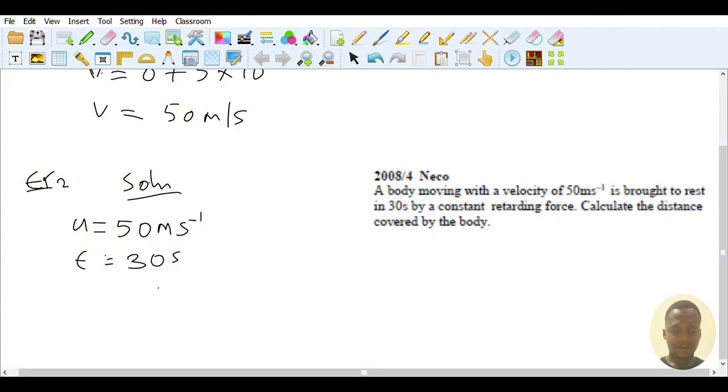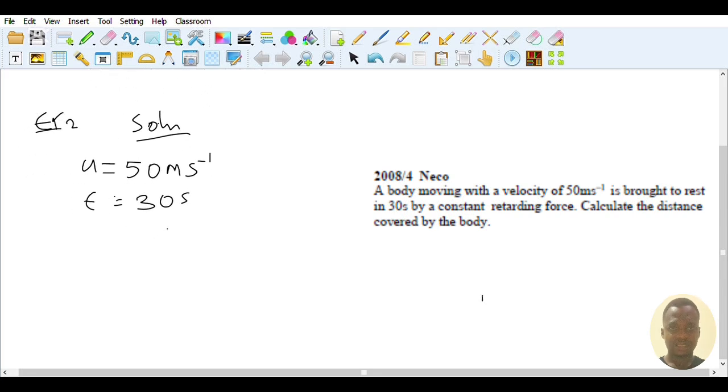So which of the formulas again here? We don't have acceleration, take note. They just said it's a constant retarding force, that's a negative acceleration, but it wasn't stated. We know that S is equal to U plus V over 2 times T. The question asks us to calculate distance, which is S. We know V and we know U.